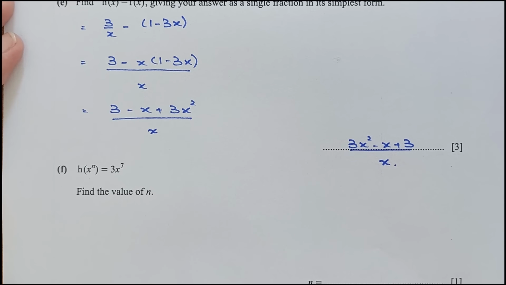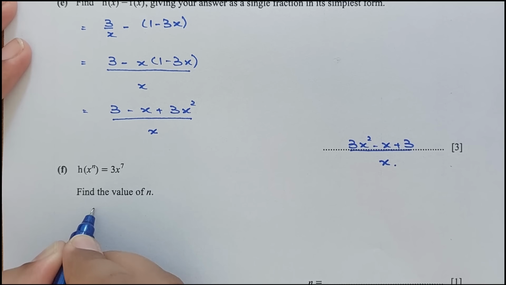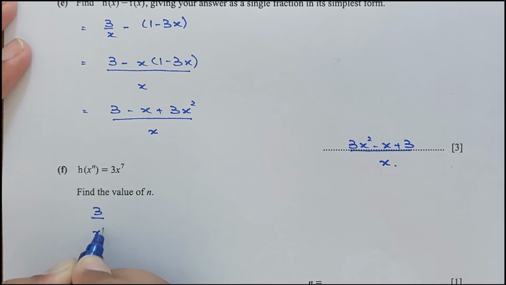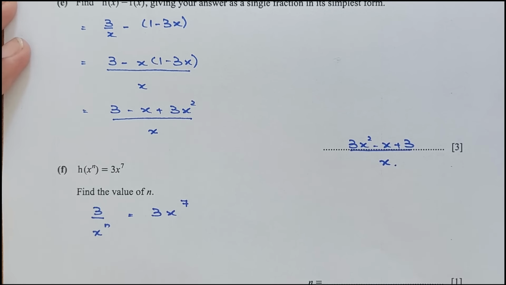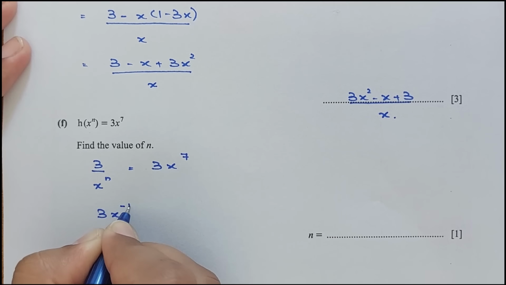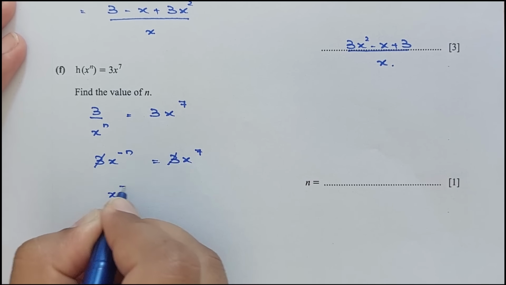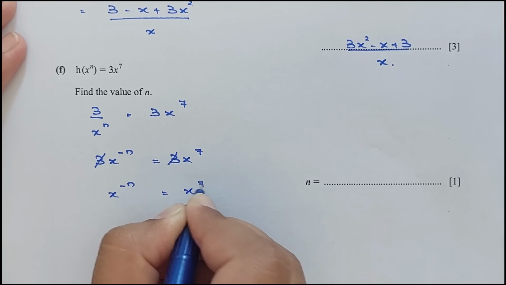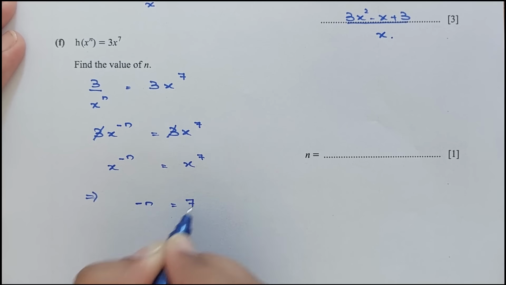Now for part F, h of x to the power n. h of x is 3 by x. Its power is n. This is equal to 3x to the power 7. Find the value of n. Okay. 3x to the power minus n is equal to 3x to the power 7. 3 is cancelled with 3. So x to the power minus n equals x to the power 7. When bases are the same, we can compare the powers. So minus n equals 7 and n would be equal to negative 7.